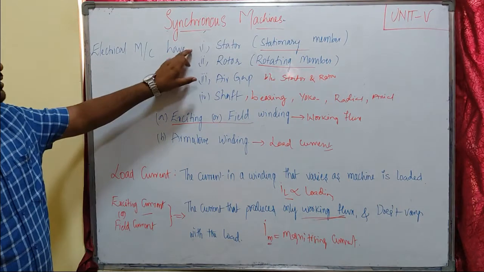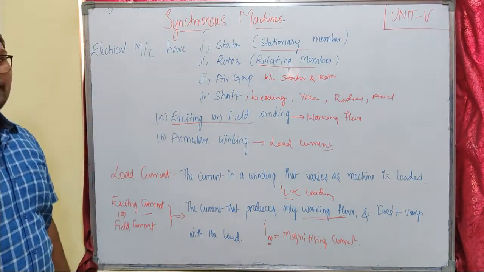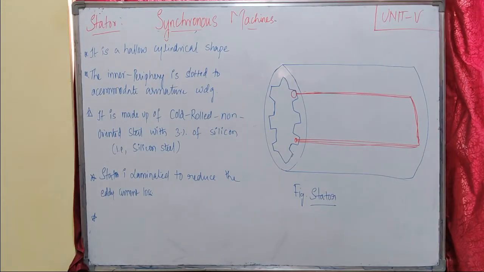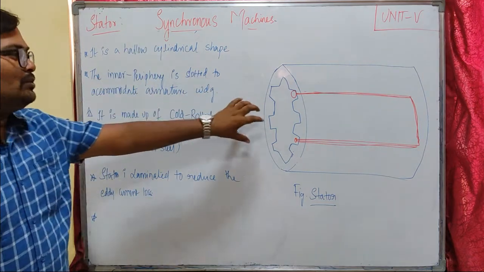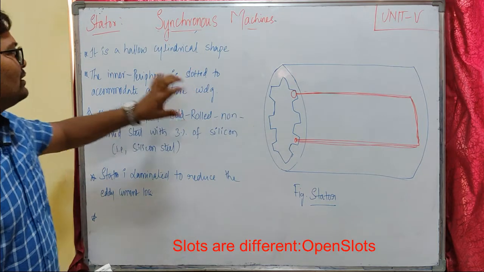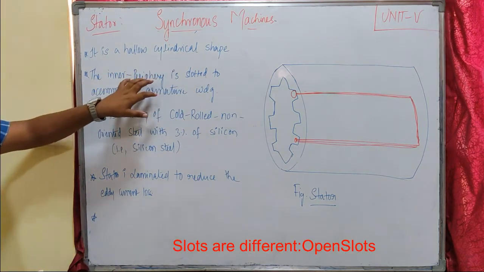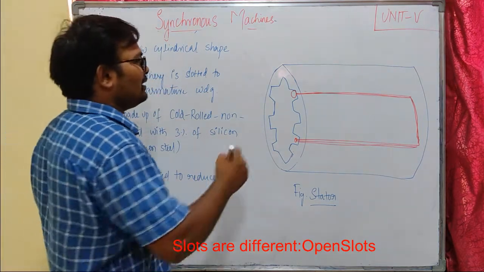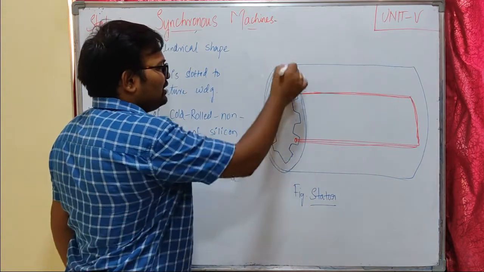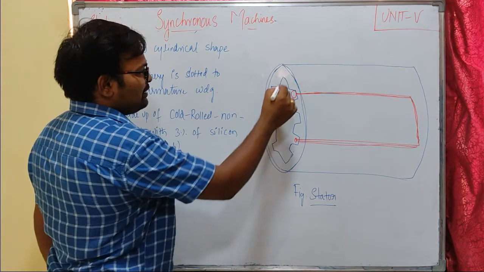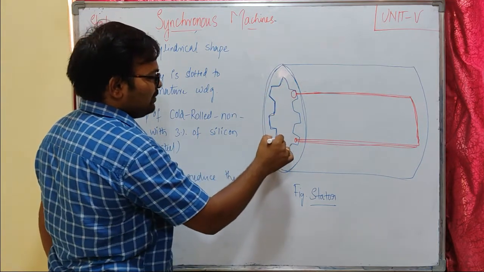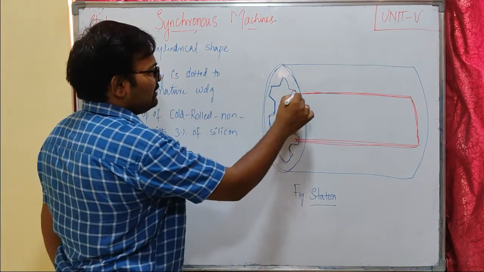Now let us start from the stator so that we can understand the machine. So let us try to understand the stator construction. This is similar to the stator of our 3-phase induction motor, which has a hollow cylindrical shape and the inner periphery is slotted. It is cylindrical actually. It is shown sideways so you can see an oval shape, but it is a cylindrical shape having an inner periphery slotted. These are the slots made on the inner periphery of our cylindrical stator.